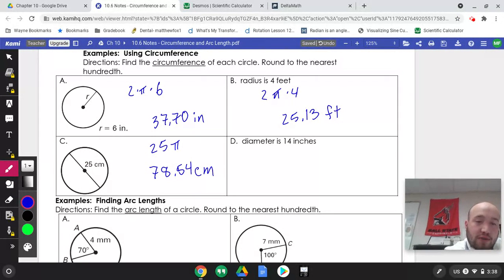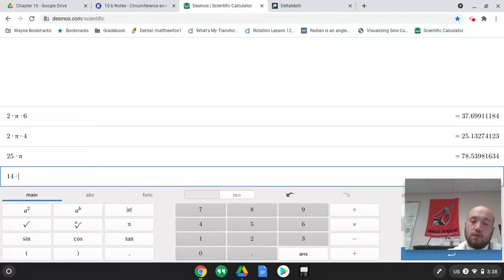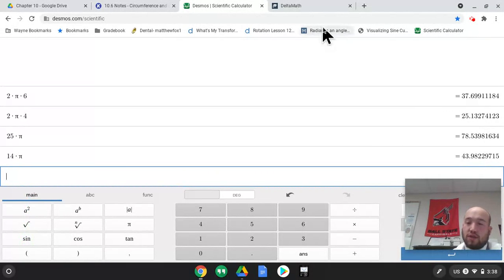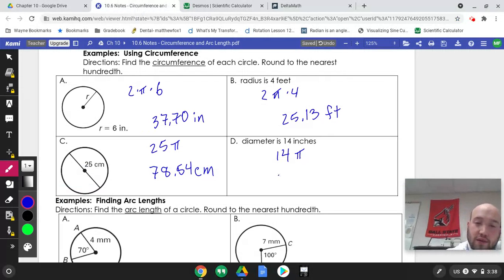That's going to be centimeters. Okay, our final one, 14 inches, so we just do 14 times pi. And we get 43.982, so it'll stay at 43.98. And that one is going to be inches.